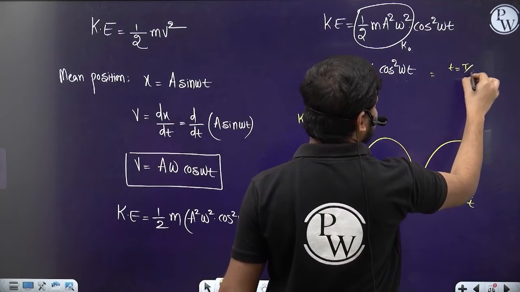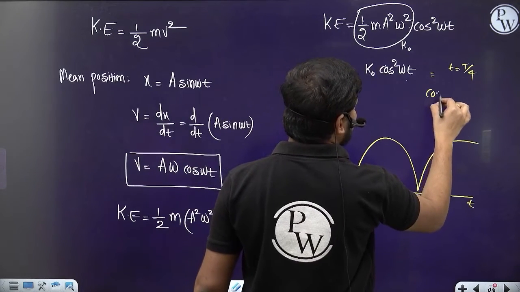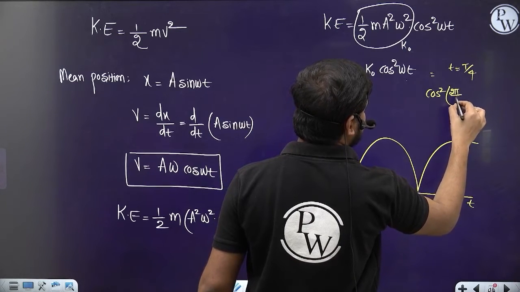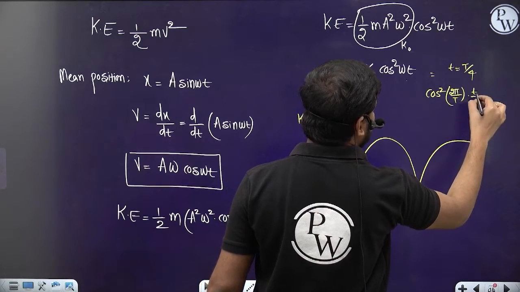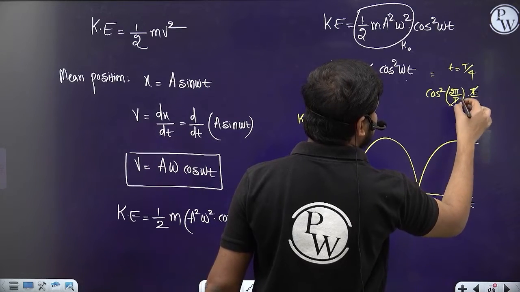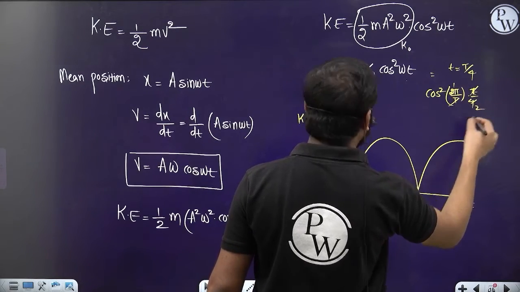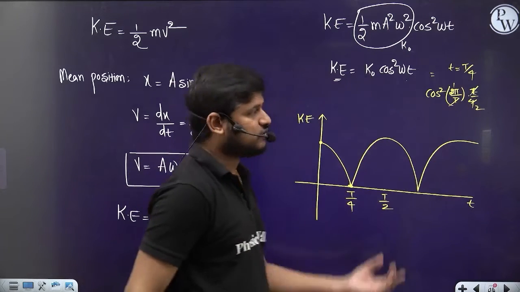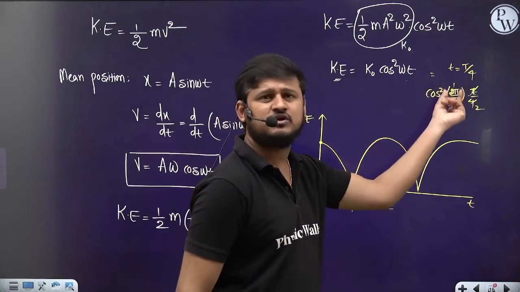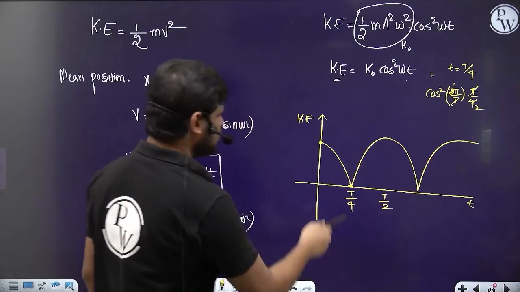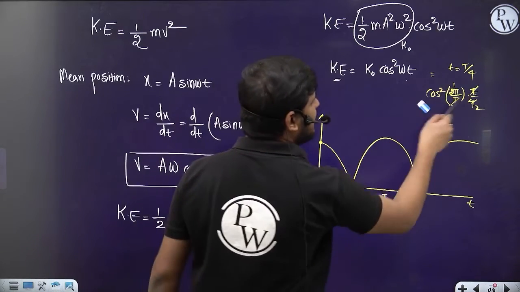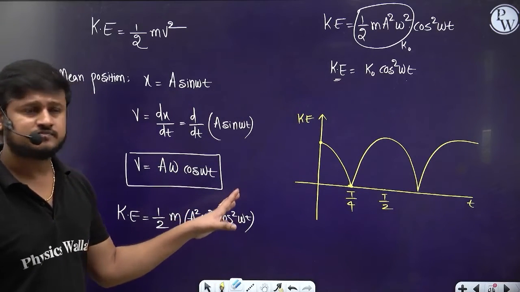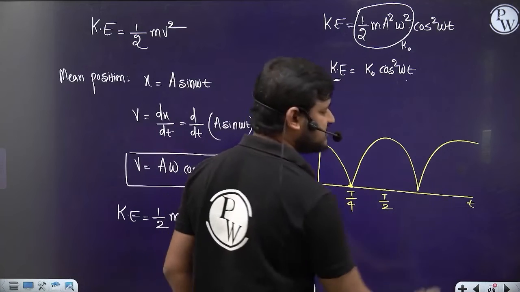So if t equals T by 4, then cos square omega t, what is omega? 2 pi by T, into T by 4. So T gets cancelled, 2 ones are 2, 2 fours are 4. So cos square pi by 2. Cos pi by 2 is 0, right? Cos 90. So you are getting 0 here, at T by 4 it is 0. Again at T by 2 if you substitute, you will get the maximum. Done. Clear everyone? Chalo. This is the KE versus t curve.